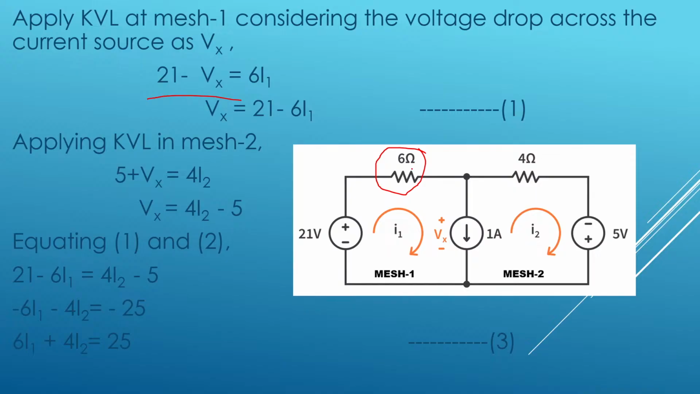Only one element is there, 6 ohms. So 6 into I1. So 21 minus Vx is equal to 6 into I1. Vx is equal to 21 minus 6 I1. I have considered it as equation 1.